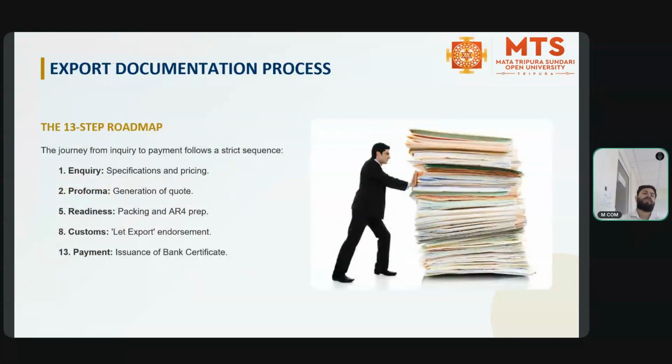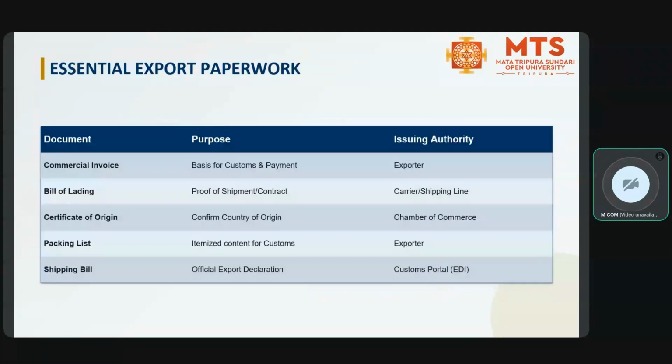Export documentation process. Let's start with the 13 steps. The documents fall into two distinct categories. The first one is the principal document, and the second one is the auxiliary document. The auxiliary documents are those which help the principal documents to perform the export very well.